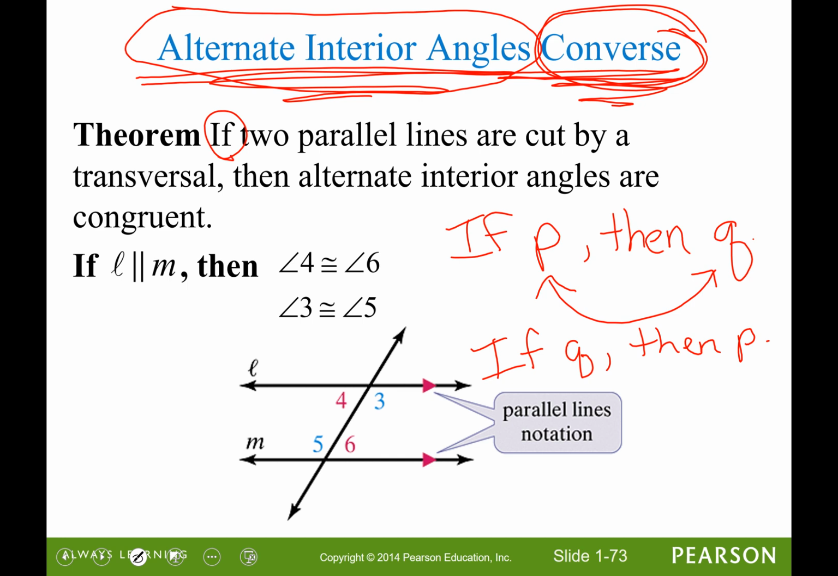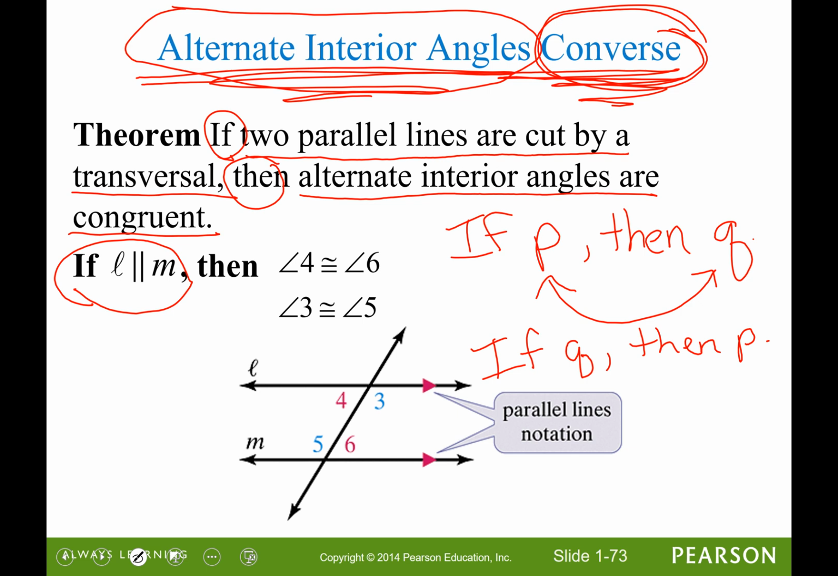There's the if, here's our Q, two parallel lines are cut by a transversal, comma, then we can say that alternate interior angles are congruent. Okay, here it is in symbols. If line L is parallel to line M, then we can conclude that angle 4 is congruent to angle 6 and angle 3 is congruent to angle 5, because 4 and 6 are alternate interior angles. 3 and 5 is another pair of alternate interior angles. Okay, let's look at it on the figure now. If these two lines are parallel, so that would be this geometric code right here, then we can add 4 is congruent to 6 and 3 is congruent to 5.